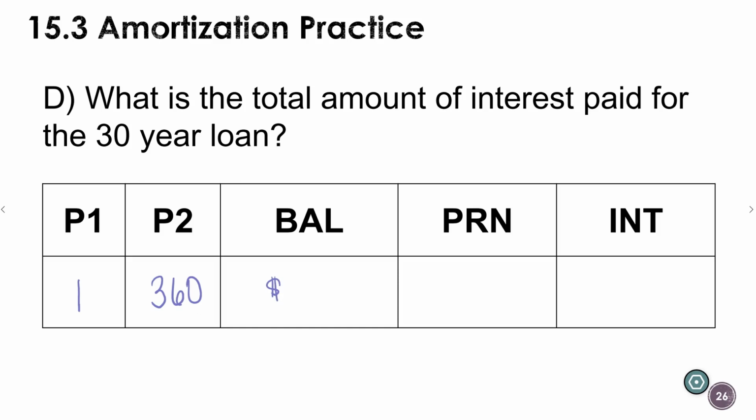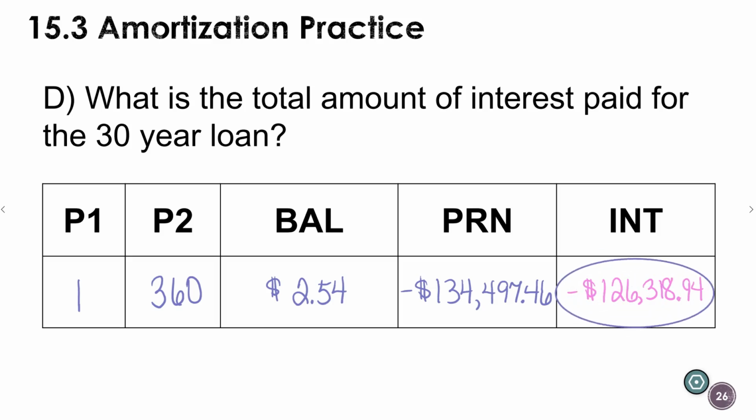It shows a balance of $2.54, and our principal amount is $134,497.46. Now, if you took that not as a negative, as a positive number and added 254, that would equal our beginning loan. And then our interest is listed as $126,318.94. And that's actually what I was asking you for, was the amount of the interest.